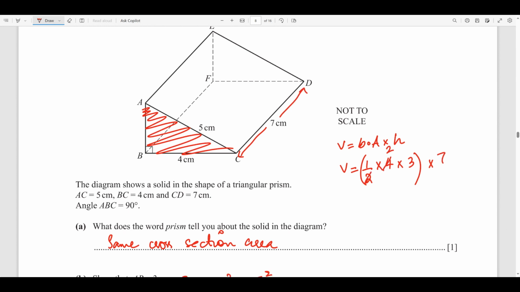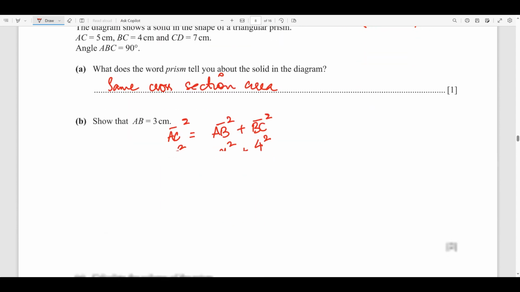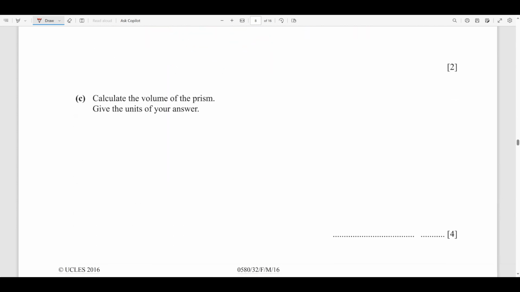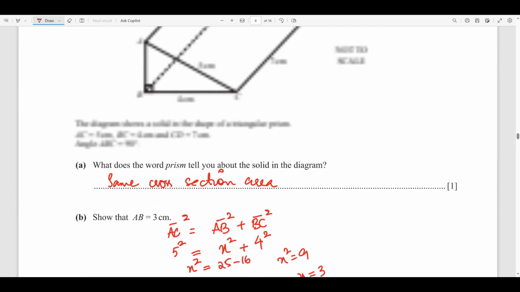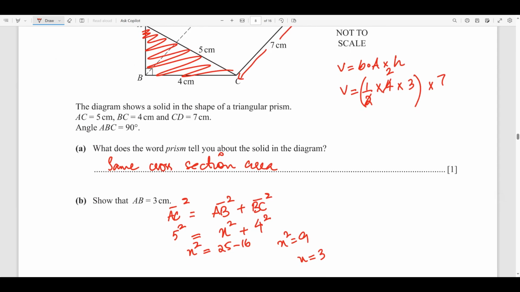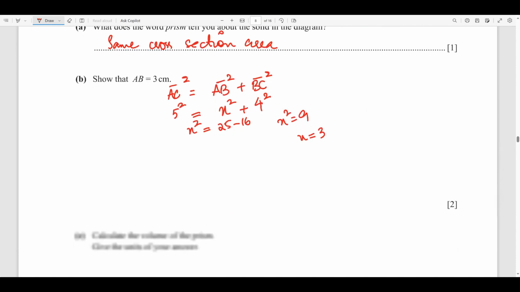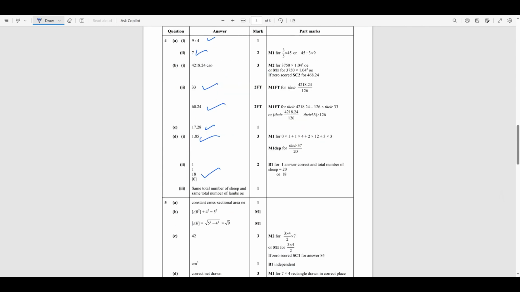So 2, 3, 6 and 6 sevens are 42. And it has to be centimeter cubed because it's volume, right? Let's check the answers. Square root of 9, 42 centimeter cubed, right?